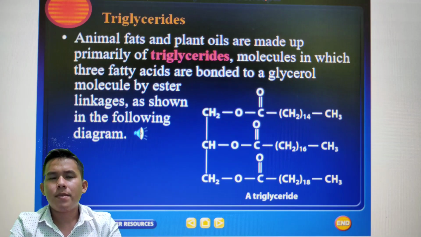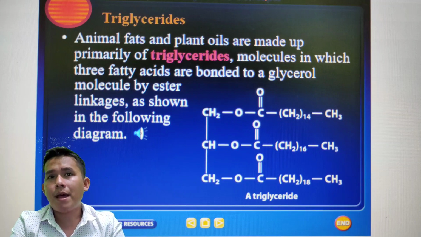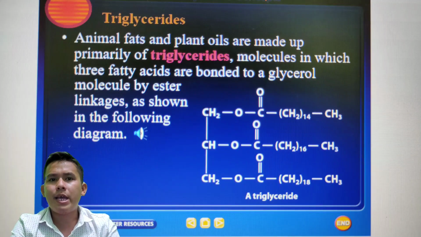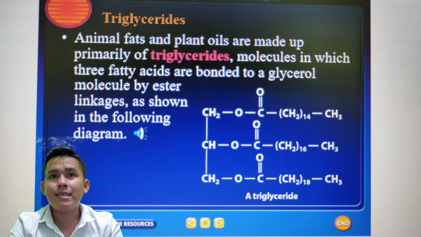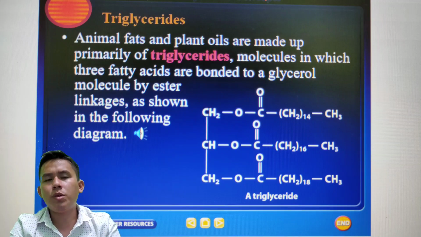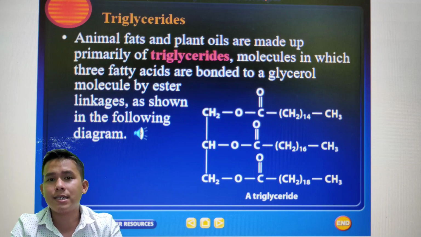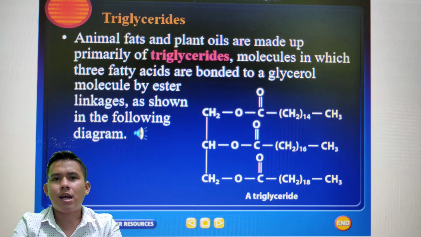Triglycerides. Animal fats and plant oils are made up primarily of triglycerides, molecules in which 3 fatty acids are bonded to a glycerol molecule by ester linkages. Okay, so we have here a structure of a triglyceride.